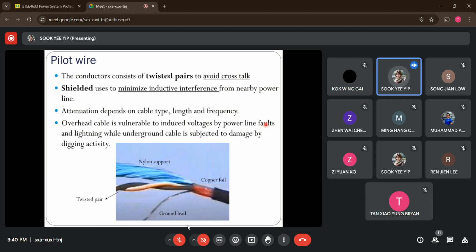Okay, and what if I have the pilot wire configured as underground cables, which is buried underground? So this type of pilot wire might be subjected to damage due to digging activity. So this pilot wire might be damaged by excavators, so the signal is unable to be exchanged. So here are the 4 different types of communication channel we can use.